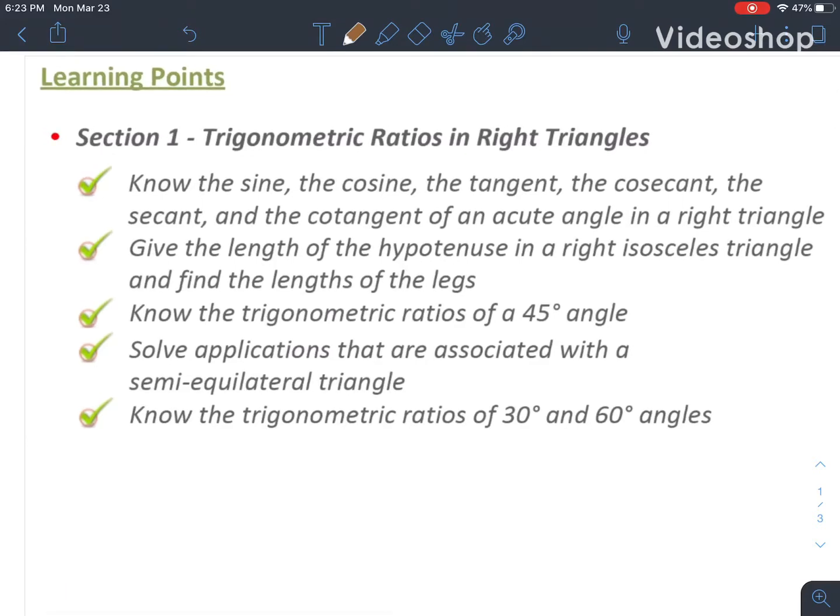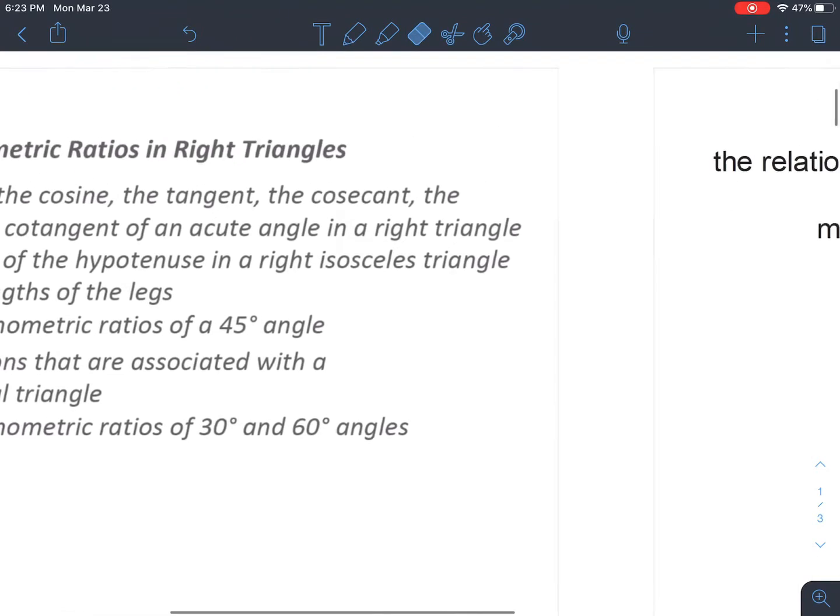Hey everybody, it's finally here. We are at trigonometry. So what we're going to do, there's a lot of points here. We're actually only going to talk about the first one for today, and then we'll gradually move into the others as we go into the other lessons.